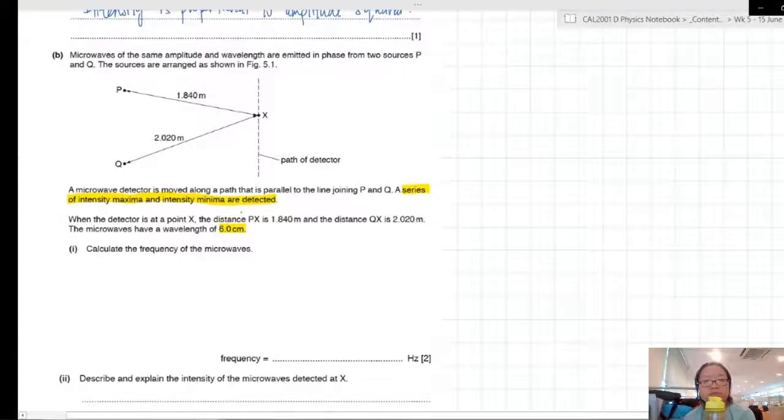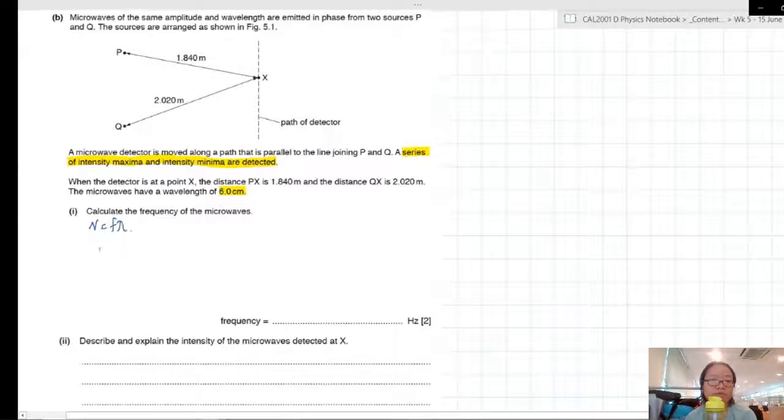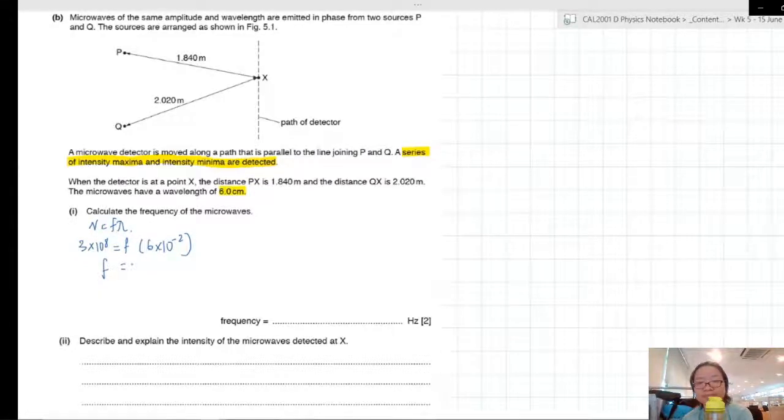It is a microwave source, so it's still a wave. You get a series of maxima and minima, interference. The wavelength is 6 cm. So calculate the frequency of the microwave. You can use v equals f lambda. It's a bonus question.